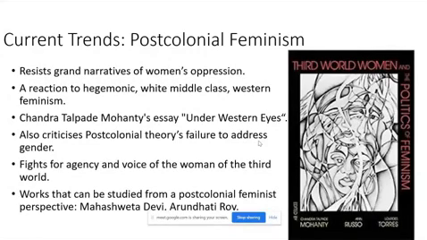And a very key theorist in this area would be Chandra Talpade Mohanty, who has an essay called Under Western Eyes, in which she criticizes how the Western feminist movement tries to homogenize and attempts to speak for the concerns of the women of the third world without bothering to understand their unique cultural or historical context. And it just regards them as oppressed and exploited beings.